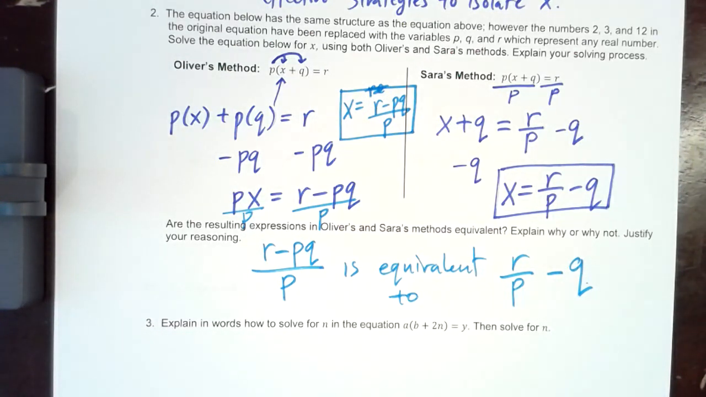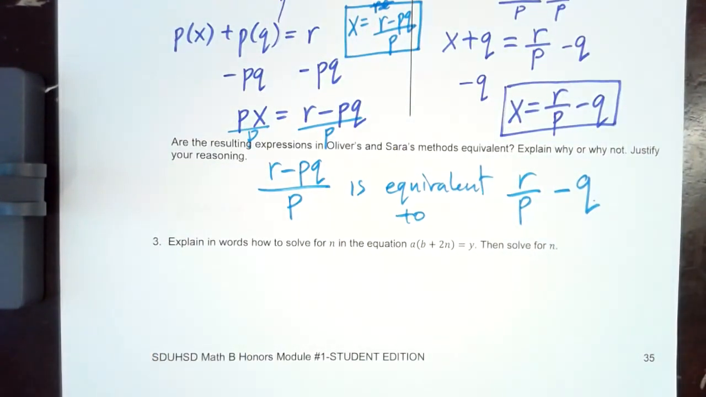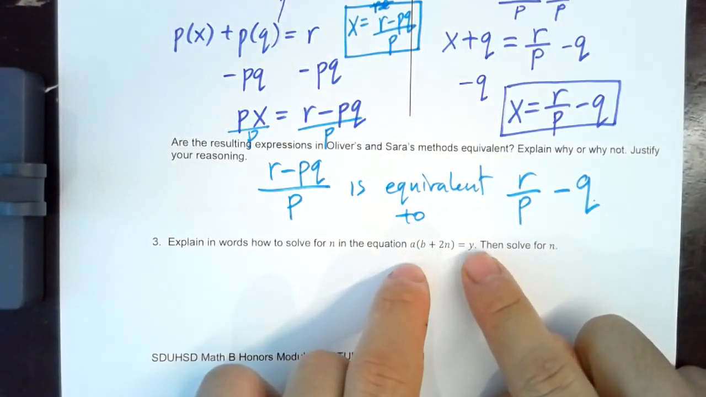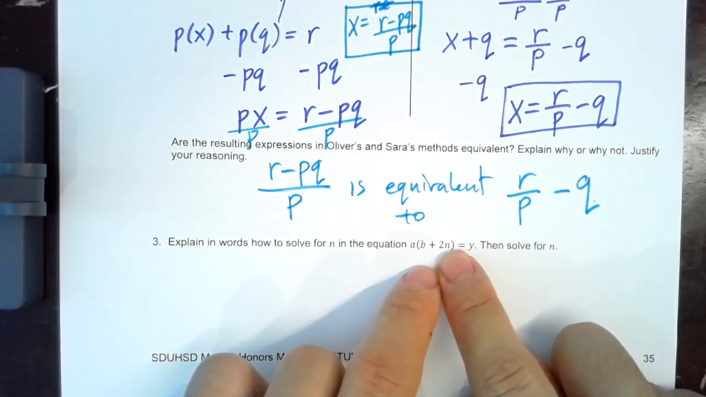So this lesson will be solving for a variable given an expression or equation with all variables. It really pushes your understanding of how to isolate a variable. We're so used to isolating x given numbers next to it. What happens if you're given a situation like a times b plus 2n equals y, and they tell you to solve for n?